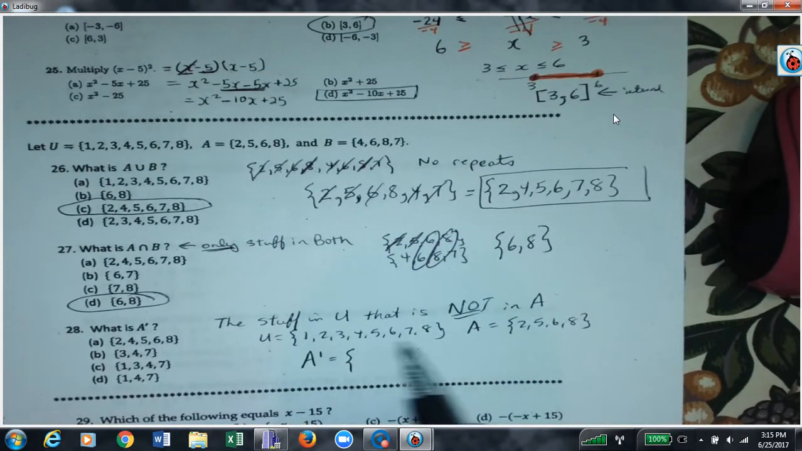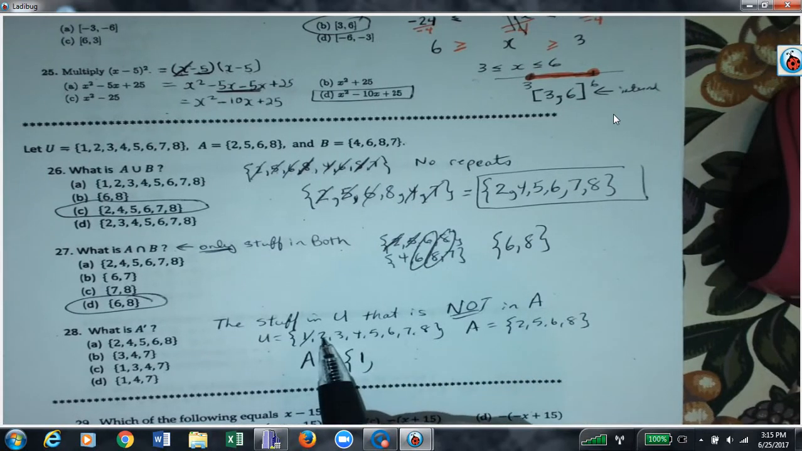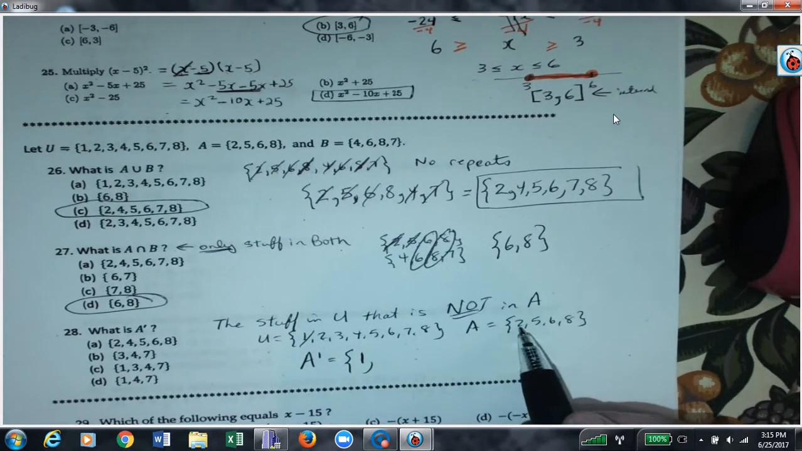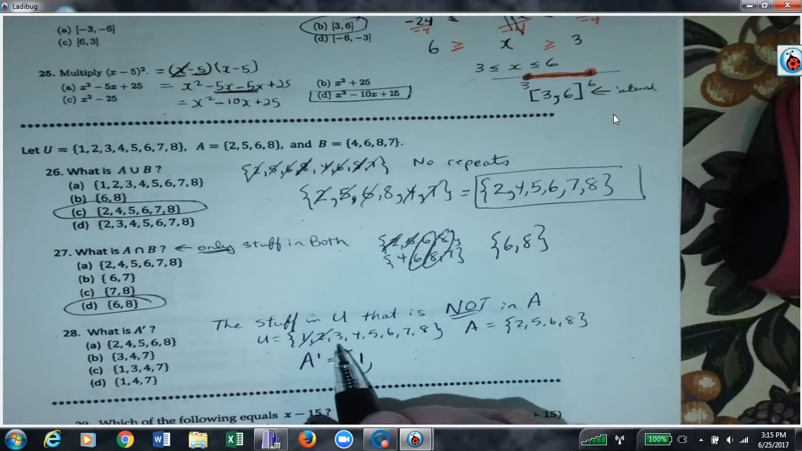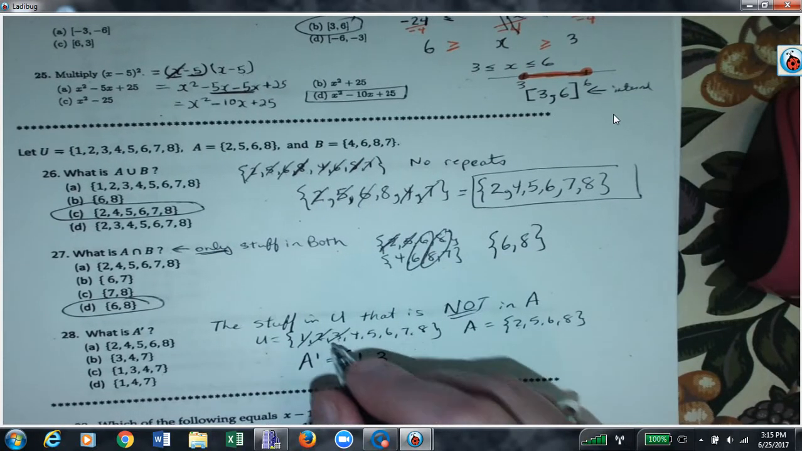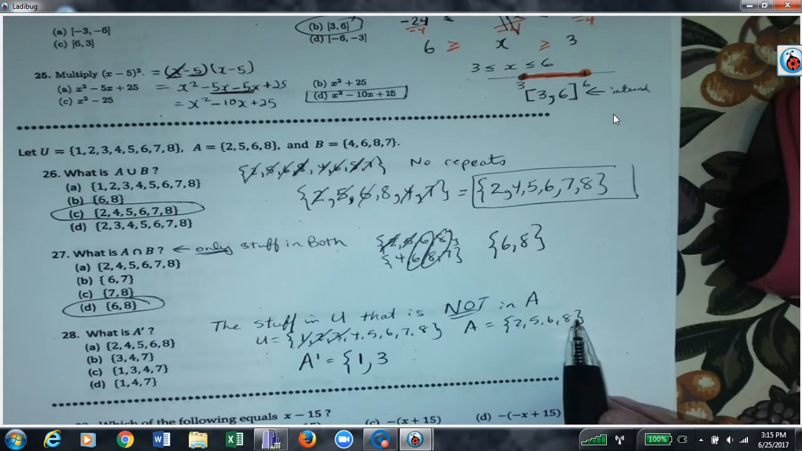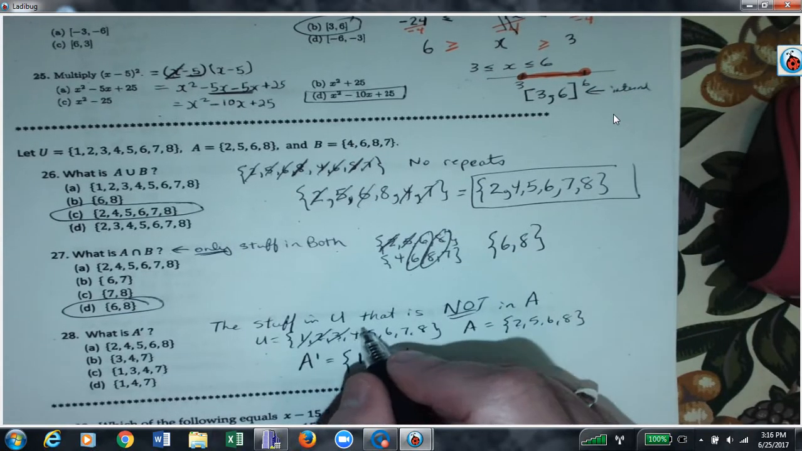1 is in U. Is it in A? No, so it's in the complement. 2 is in U, but it's in A, so we don't include that. 3 is in U. Is it in A? No, so it's in the complement of A. 4 is in U. Is it in A? No, so it's in the complement of A.